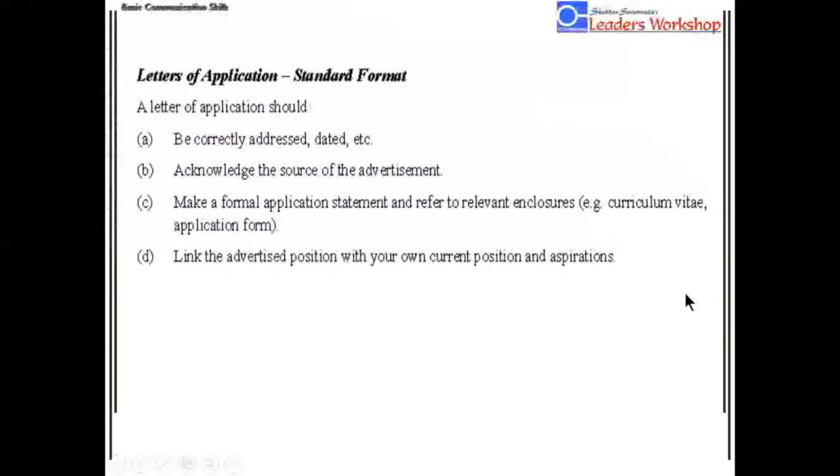So the letter of application, the standard format. A letter of application should be correctly addressed, dated, and so on and so forth. Acknowledgement of the source of the advertisement should be there. Make a formal application statement, and link to the advertised position your own current position and aspiration. So this is how we're supposed to write a cover letter.